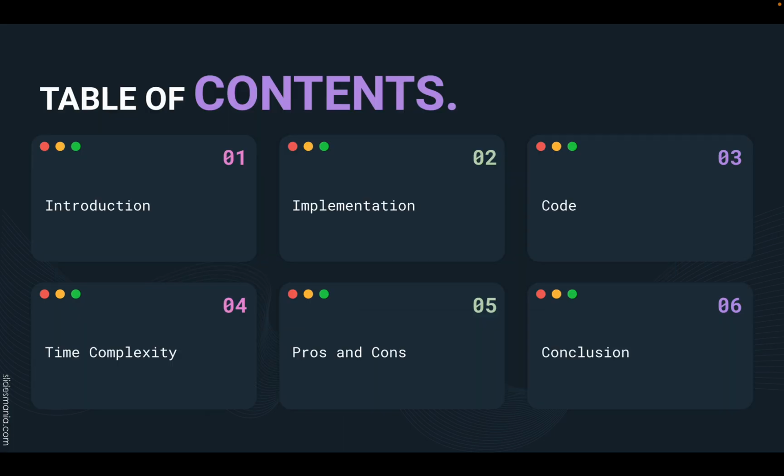So first off, let's look at the table of contents. You have the introduction, a bit of implementation. We'll go over code and also discuss the time complexity of bucket sort, pros and cons, and also conclusion.